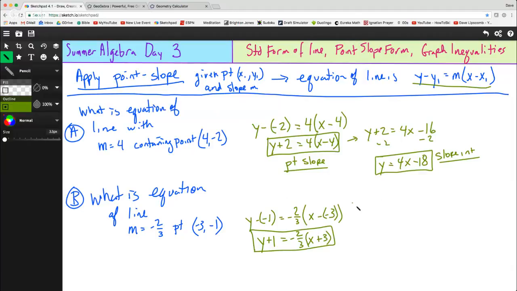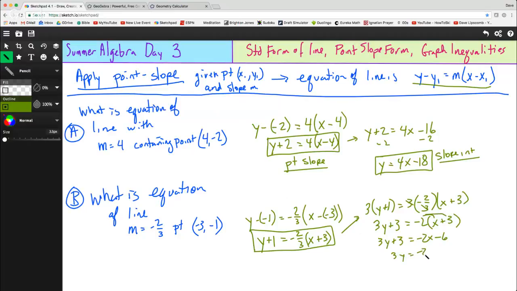Instead of distribution, I'm actually just going to multiply by 3 first, because that's going to make this thing easier. So I get 3 times y plus 1 equals 3 times negative 2/3 times x plus 3. So watch what this does. This gets rid of my fractions for me. So I get 3y plus 3 equals negative 2 times x plus 3. 3y plus 3 equals negative 2x minus 6. 3y equals negative 2x, subtracting 3 from both sides, minus 9.